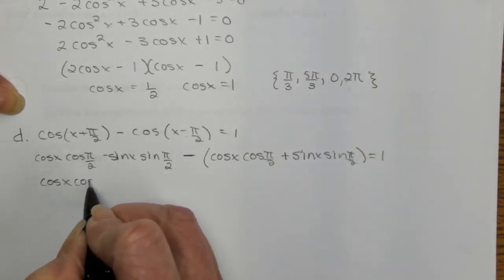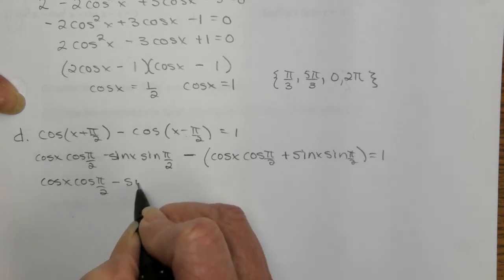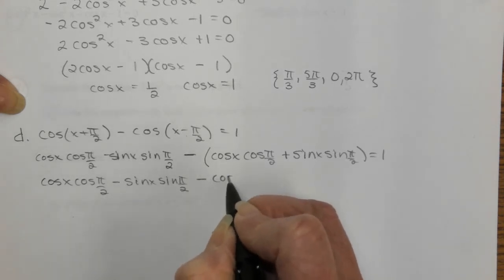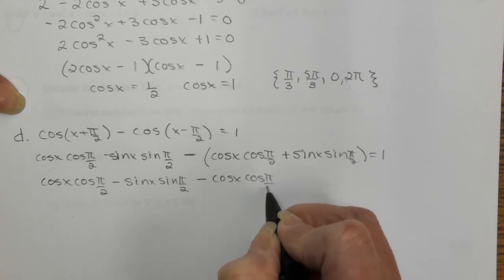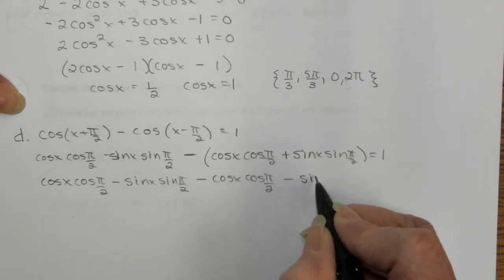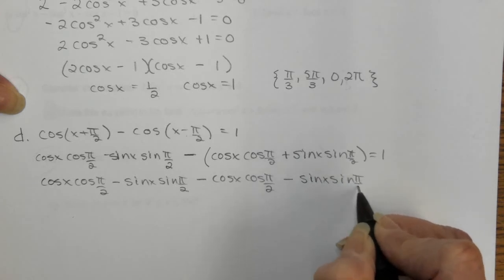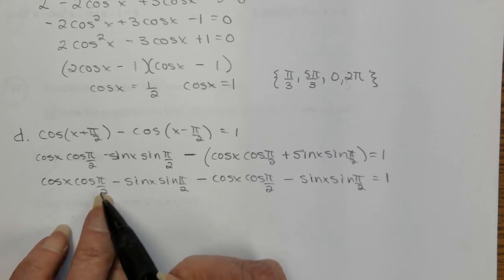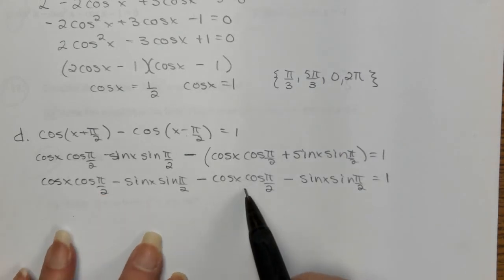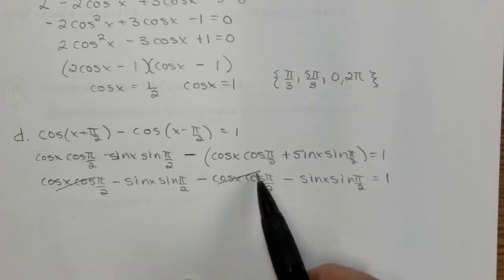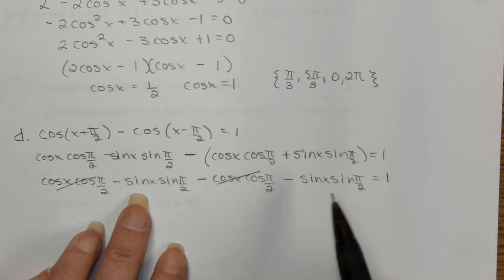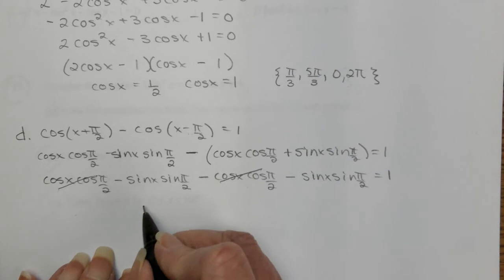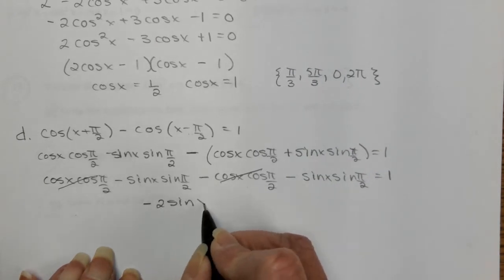Distribute the negative. So cosine, cosine, minus sine, sine, minus cosine, cosine. Distribute the negative, minus sine, sine. Now, you have a positive cosine x cosine pi over 2 here, and a negative cosine x cosine pi over 2 here. These are going to cancel out. They're going to add up to 0. They're gone. Now what you have left is 2 negative sine x's sine pi over 2's. So we're going to put negative 2 sine x sine pi over 2 is equal to 1.